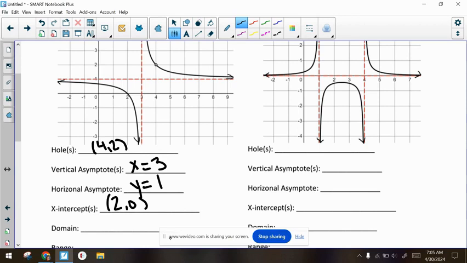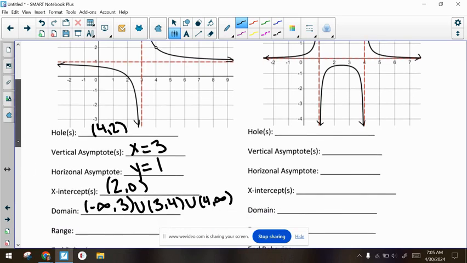Now when we get to domain, we're going to have to break it up into pieces. So we move from negative infinity to 3. We move from 3 to 4, where our hole is located. And finally, we move from 4 to infinity. Now our range is going to work the same way because we have that hole that's going to break it up. So range goes from bottom to top. I go from negative infinity to our asymptote at 1, from 1 to the hole at 2, and then finally from 2 to infinity.